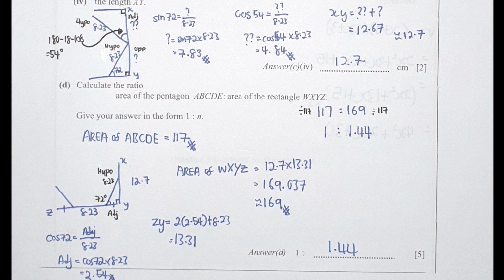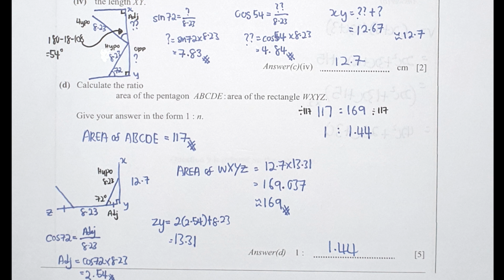Calculate the ratio of the area of ABCDE to the area of rectangle WXYZ. So the area of ABCDE, as we got earlier, is 117. As for the rectangle, I'm now required to find the value of CY. So cosine 72 equals CY over 8.23. You will get a final result of 2.54.